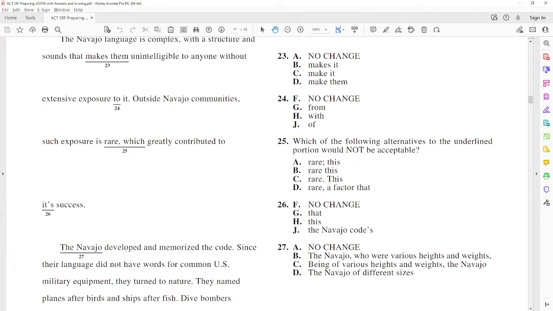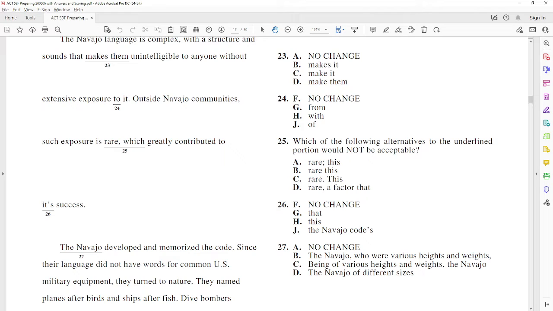I would say if you put a period between rare and which, or a semicolon, that would not be acceptable. If I replaced which with this, something like that, or a subject, exposure greatly contributed to its success, then all of a sudden I'd have 2 independent clauses stuck together with just, say, a comma like it is. So there's various ways to break it. Let's see what they have.